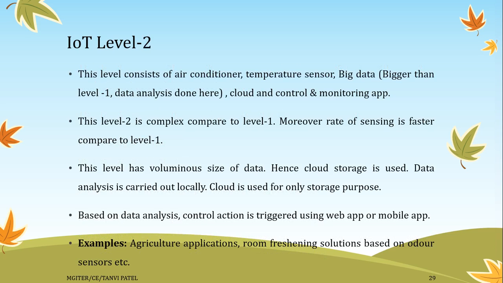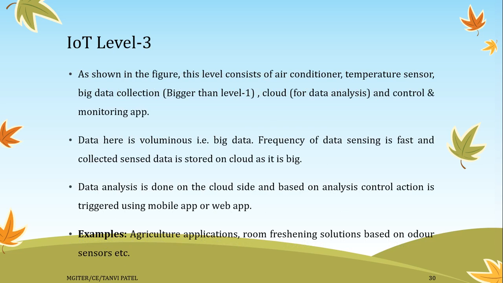IoT level 2. This level consists of an air conditioner, temperature sensor, big data, that is bigger than level 1, cloud, and a control and monitoring app. This level 2 is complex compared to level 1. Moreover, the rate of sensing is faster compared to level 1. This level has a voluminous size of data. Hence, cloud storage is used. Data analysis is carried out locally. Cloud is used for storage purposes only. Based on data analysis, control action is triggered using a web app or mobile application. For example, agriculture application, room freshening solution based on odor sensors.